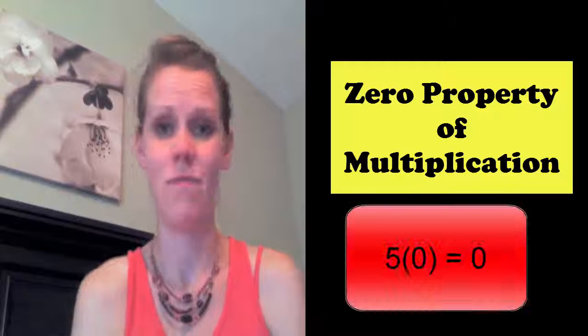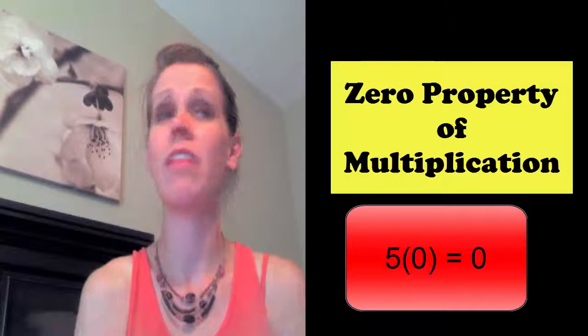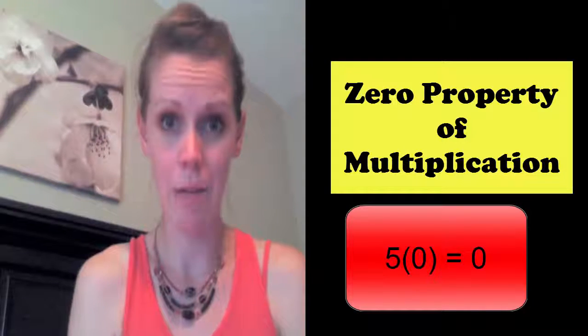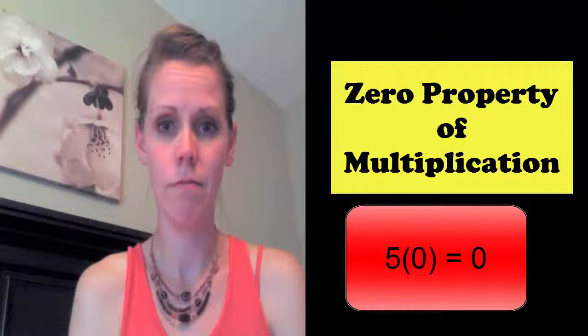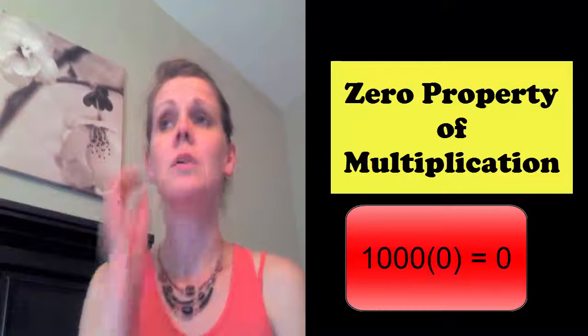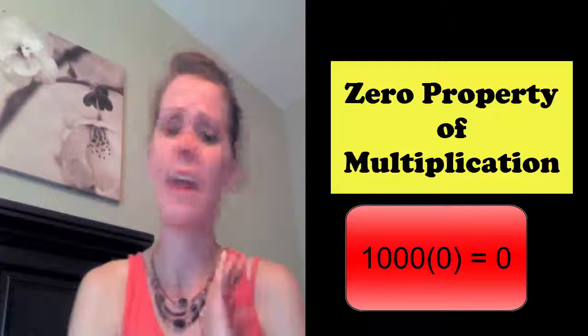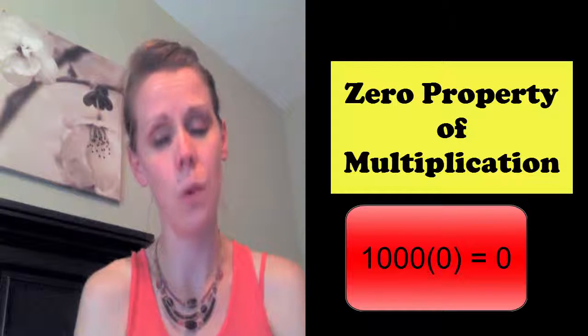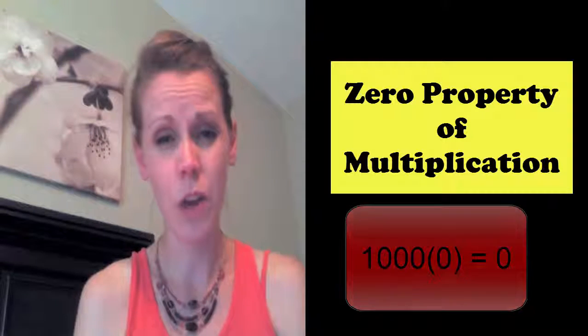So if you take the number 5 and you multiply it by 0, what are you going to get? 0. If you take the number 1,000 and multiply it by 0, what are you going to get? 0. So the 0 property of multiplication means you can multiply any number you want by 0 and it's always going to be 0. Now we know that, but I just wanted you to get the name of the property down. Okay? So we're going to practice identifying these and using these properties from here on out.